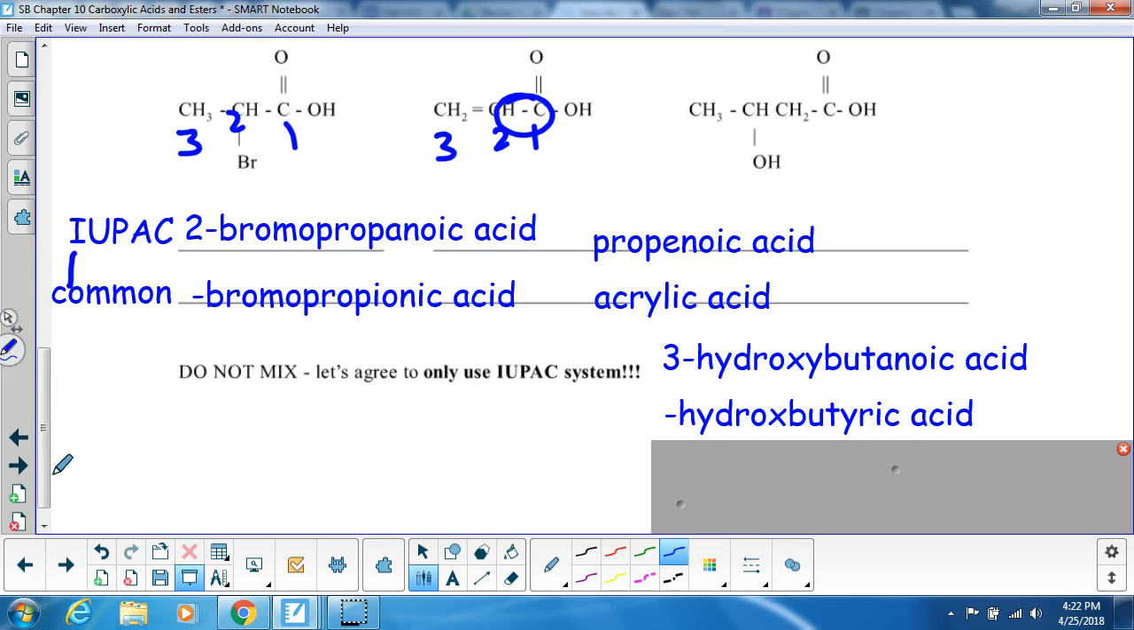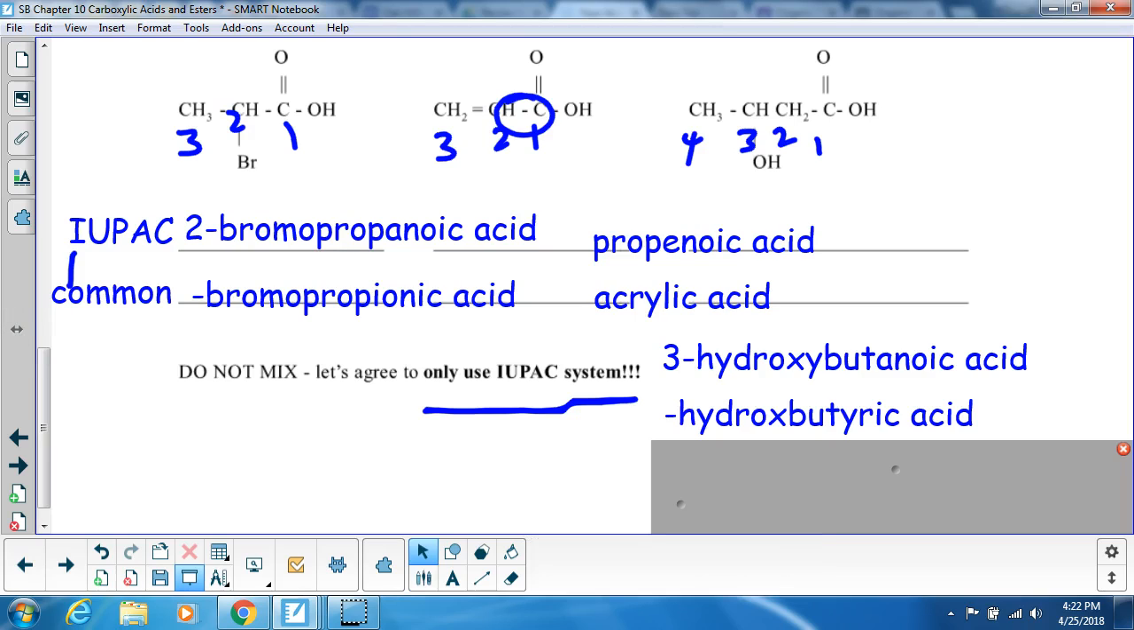With this other strange looking thing over here, which truly exists, here's my 1, 2, 3, 4, so we know it's butanoic acid, but on the third carbon is your hydroxy group, which does not take priority. The carboxylic acid takes priority, so we name it first, and then we make the alcohol the side chain, the hydroxy. Anyway, it says do not mix these. Let's agree only to use the IUPAC. There's no way I can remember all those goat names and what else. So we're just going to use the IUPAC from here on out. But again, sometimes the history is kind of interesting to see.